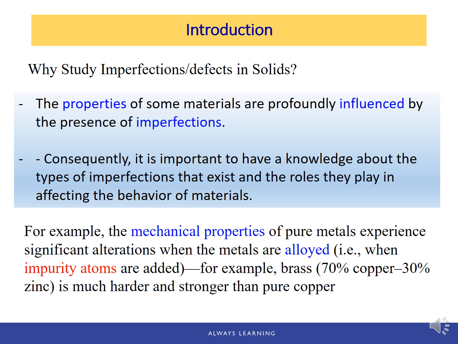Surprisingly, alloying is to introduce impurities or defects into the metal. For example, if we add zinc into the copper crystal structure, zinc is actually one type of impurity atom or defect. As a result, the alloy brass, which is the alloy of copper and zinc, is much harder and stronger than pure copper. We'll learn in later chapters why the defects can change the mechanical properties of the materials.